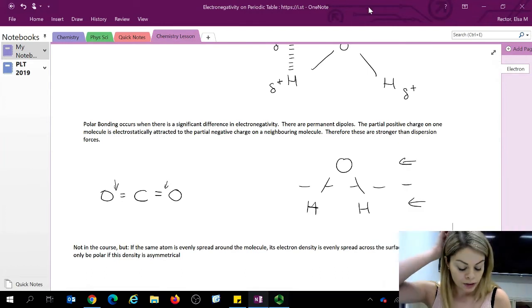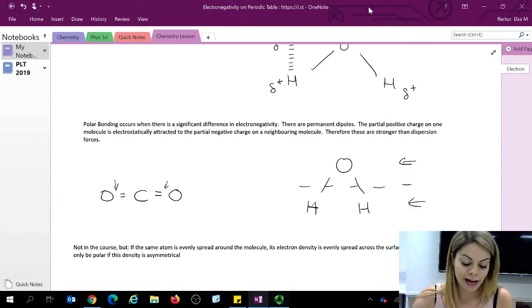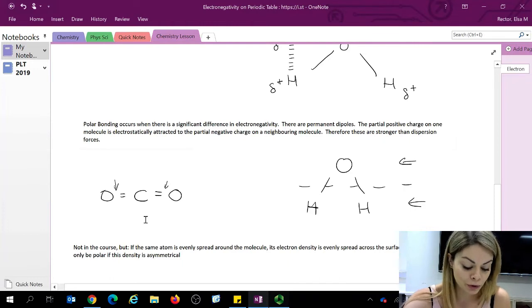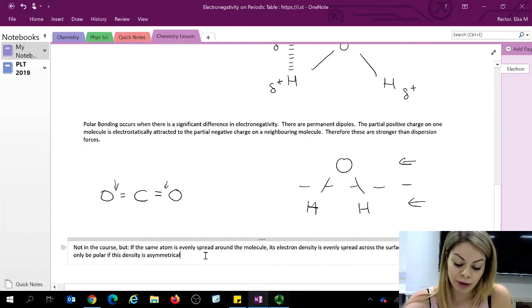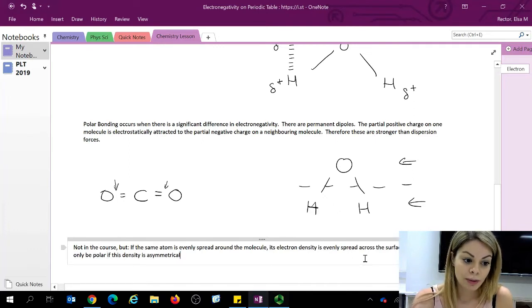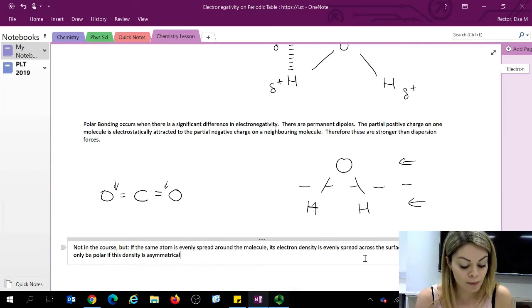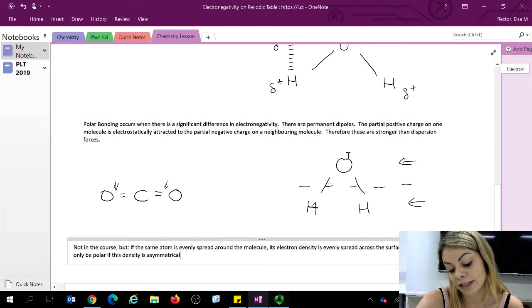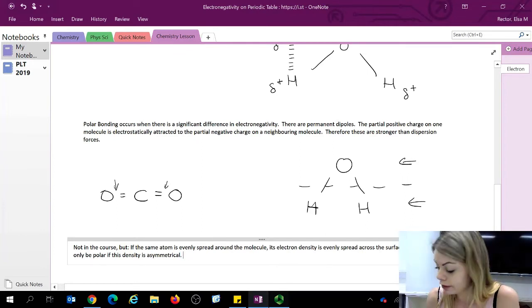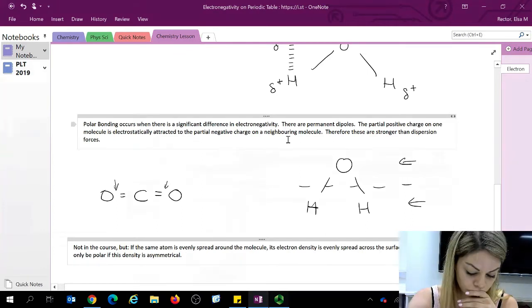So not in the course, but if the same atom is evenly spread around the molecule, like oxygen is here, its electron density is evenly spread across the surface. Okay, so the partial negative charge cancels out effectively. Molecules can only be polar if the density is asymmetrical, where we've got most of our electron density up here and not so much down here, like in water. Okay, hopefully this is making sense so far.